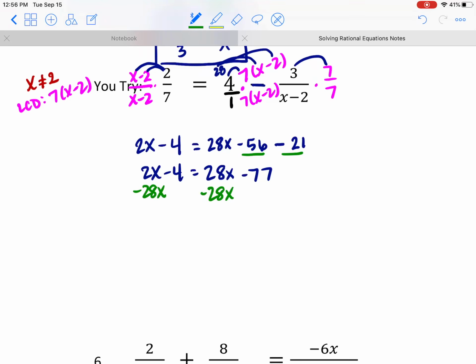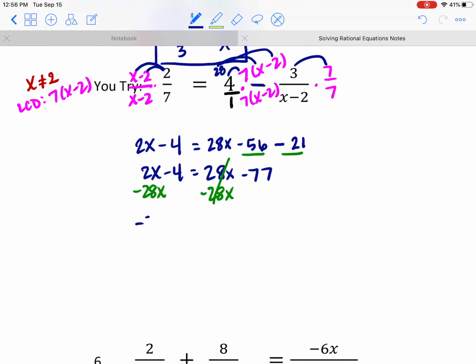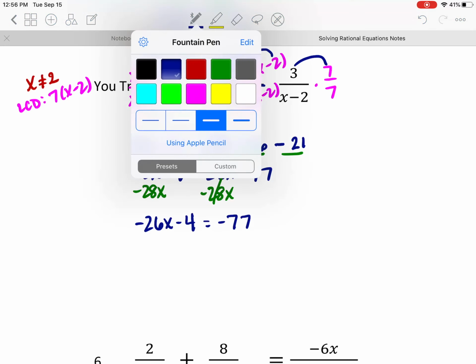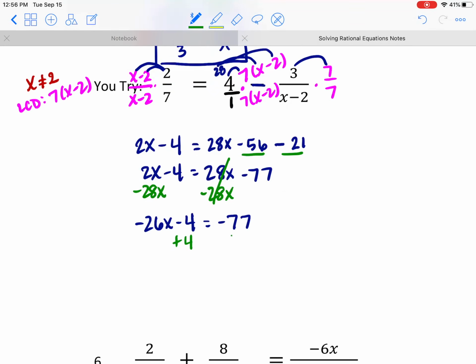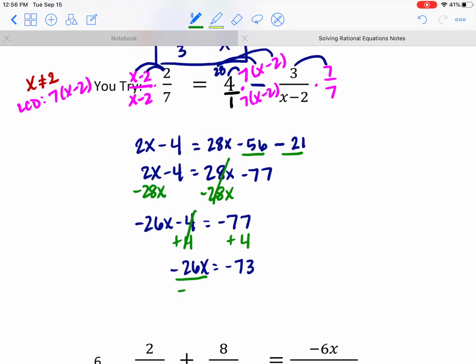And maybe you choose to subtract the 2. It doesn't really matter. I just like to bring the letters to the left. So negative 26x. Still have a minus 4, still have an equal negative 77. Now I'm going to get this x by itself. So let me add 4 to both sides. That leaves me negative 26x equal to negative 73. And then I just have to divide.